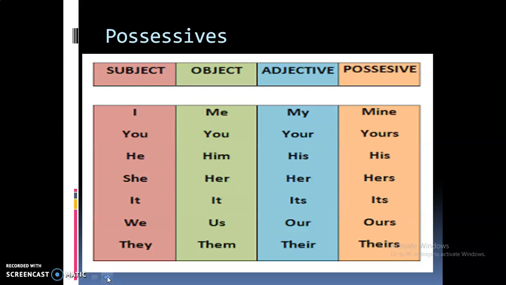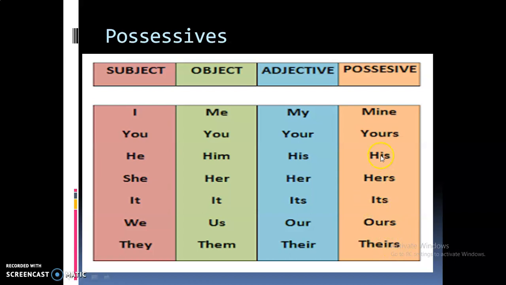Next, possessives. What are those possessives? Possessive pronouns: there are subject pronouns, object pronouns, adjective pronouns, and also possessive pronouns. These are very important, you must know. What are the subject pronouns? I, you, he, she, it, we, they are subject pronouns. Next, object: me, you, him, her, it, us, them. Adjective: my, your, his, her, its, our, their. And possessive: mine, yours, his, hers, its, ours, theirs.